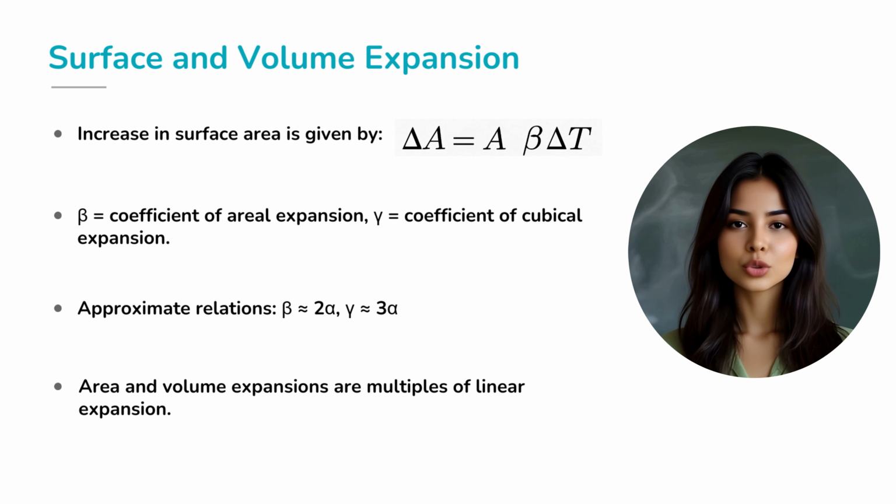Next, let's move to 2- and 3-dimensional expansions. When the surface area A increases, the law is delta A equals A multiplied by beta multiplied by delta T. For a solid's volume expansion, we use delta V equals V multiplied by gamma multiplied by delta T. Here, beta is the coefficient of aerial expansion, and gamma is the coefficient of cubical expansion. Interestingly, beta is roughly 2 times alpha, and gamma is roughly 3 times alpha. This shows a simple relation. Expansion in area and volume are just scaled versions of linear expansion.